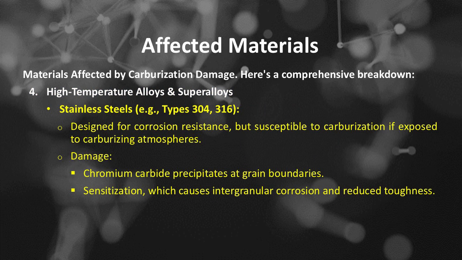Number B of high-temperature alloys, superalloys, is stainless steel such as types 304 and 316, designed for corrosion resistance but susceptible to carburization if exposed to carburizing atmospheres. Stainless steels damage: chromium carbide precipitates at grain boundaries, causing sensitization, which leads to intergranular corrosion and reduced toughness.